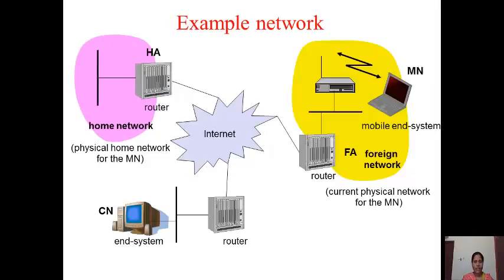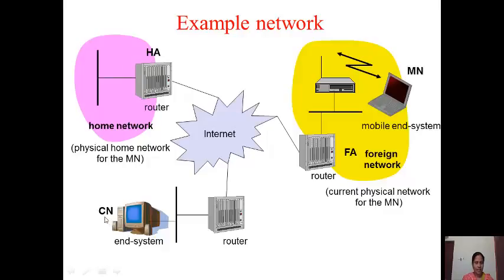Right. So with the example network, let us recall all the terminologies that we have gone through in the previous slides. So this is what I called as a home network. We have a home agent. The home agent is nothing but a router, a typical router which plays a role of a home agent. So we call this a physical home network for the mobile node. What do we mean by a physical home network for the mobile node? This is where the mobile node has actually registered, and all the details about the mobile node are maintained by the home agent, right?